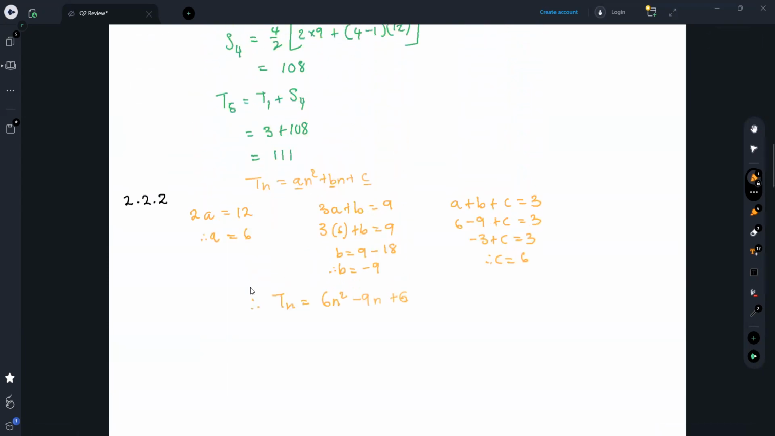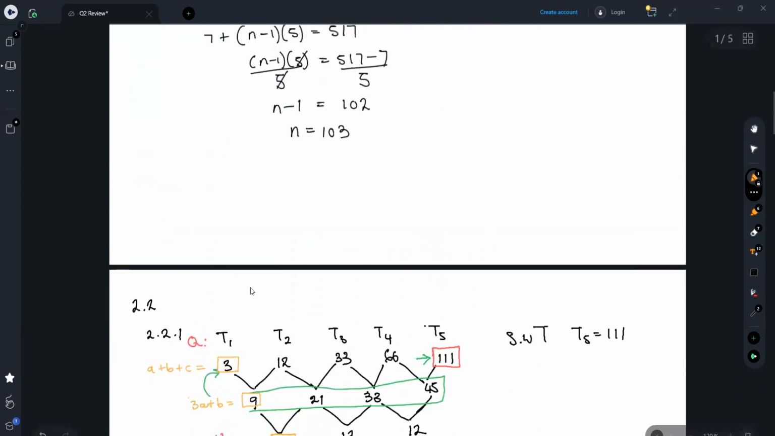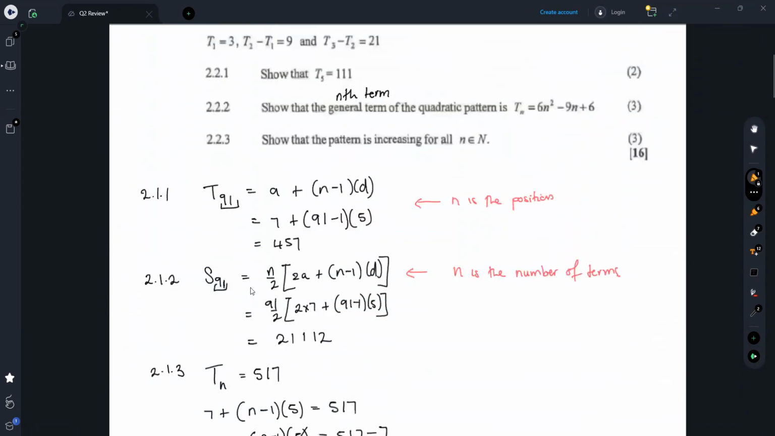What is the final question that we have here? I believe that would be the final question after this one. Yeah, 2.2.3. They say, show that the pattern is increasing for all n is an element of natural numbers. Natural numbers. Remember that your natural numbers are whole positive numbers that start from 1. Okay. So now they are saying that from the beginning, just show that it will always be increasing.